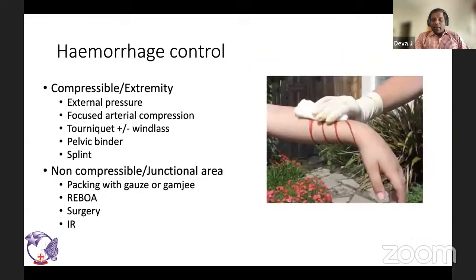The second thing you can consider is focused arterial compression. For example, for this person, they are bleeding from the forearm. You can press on the brachial artery to reduce the amount of bleeding. The focused arterial compression can be done. Sometimes it can be a little difficult, and it can take a bit of force to reduce the bleeding, but it does work, especially if there is a spurt.